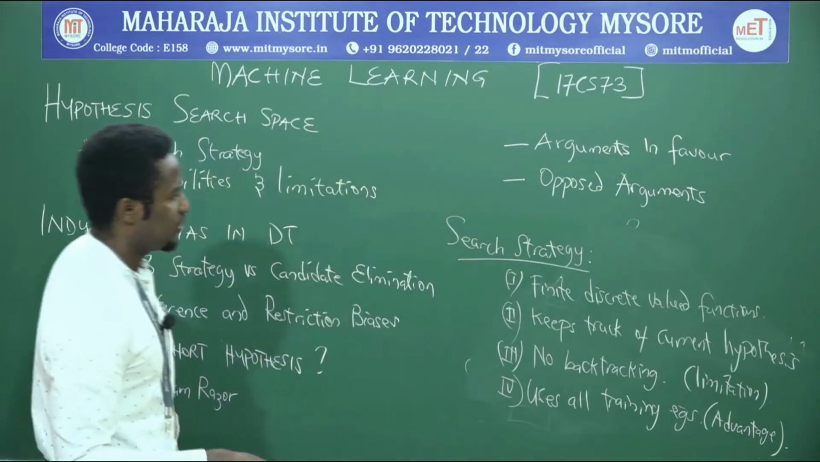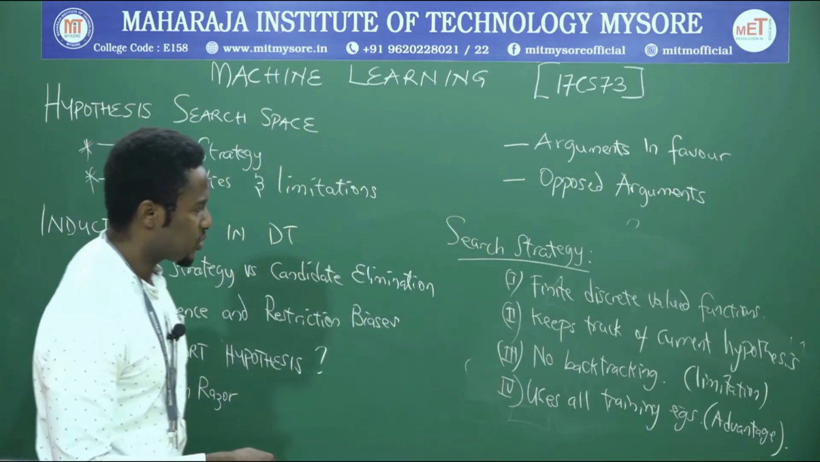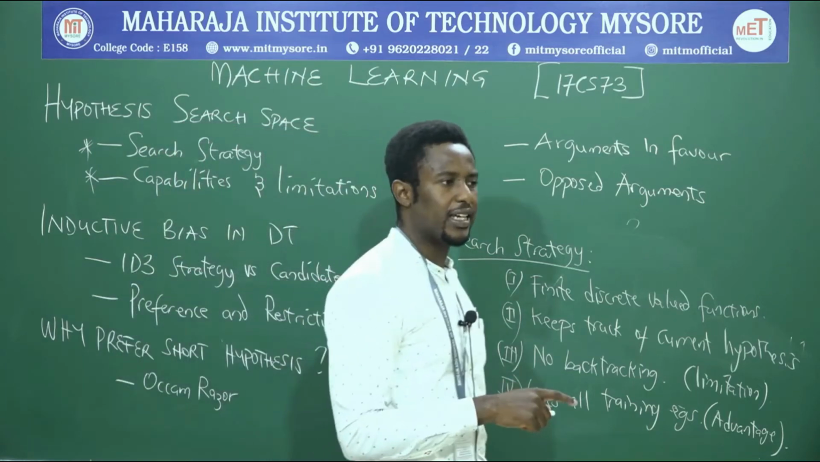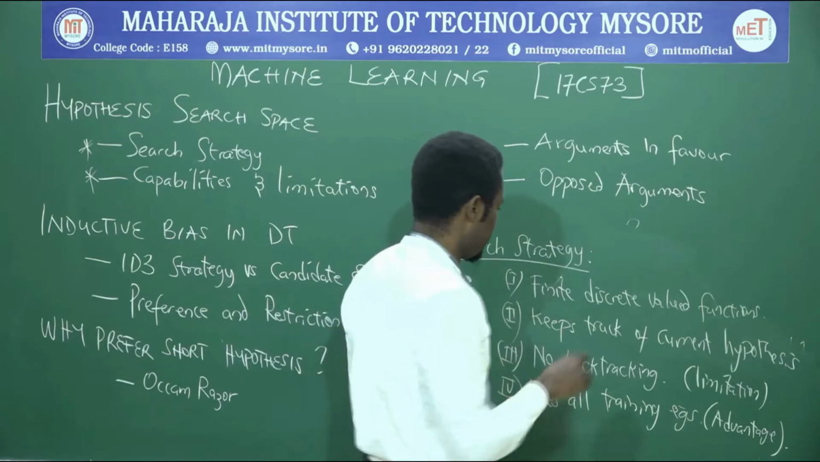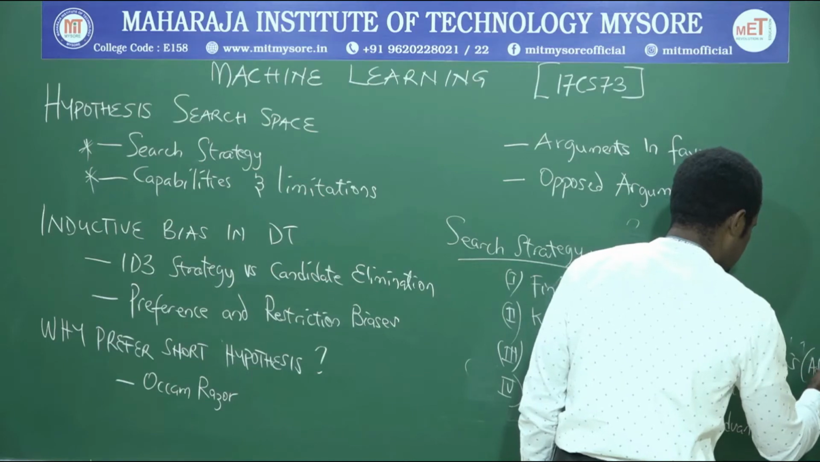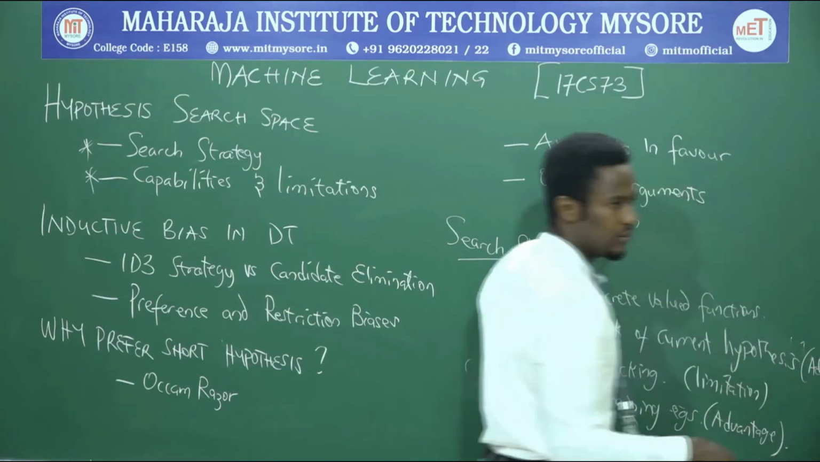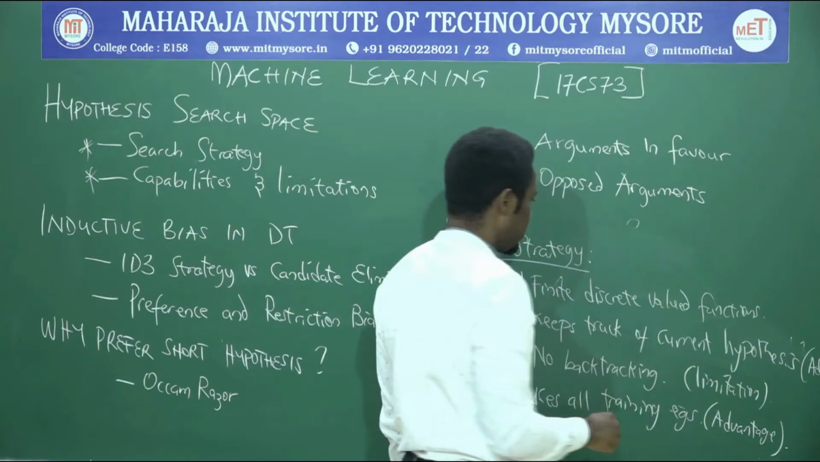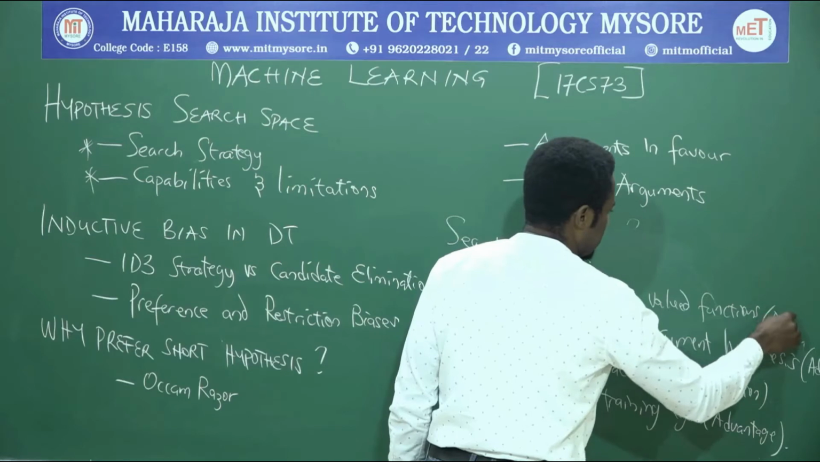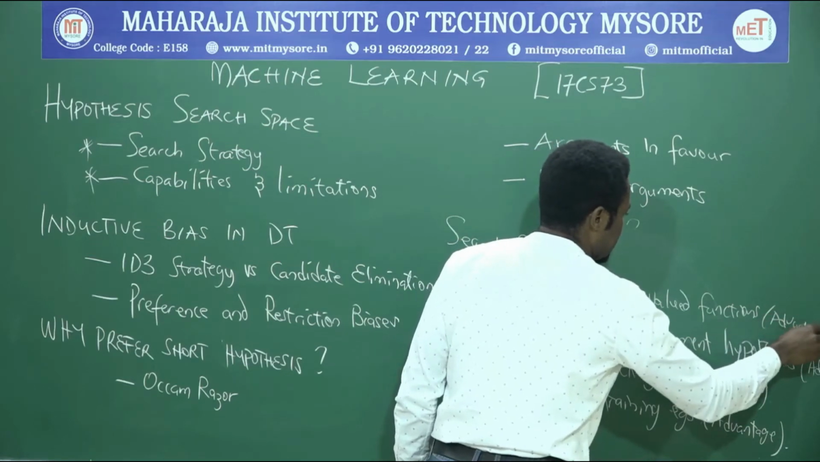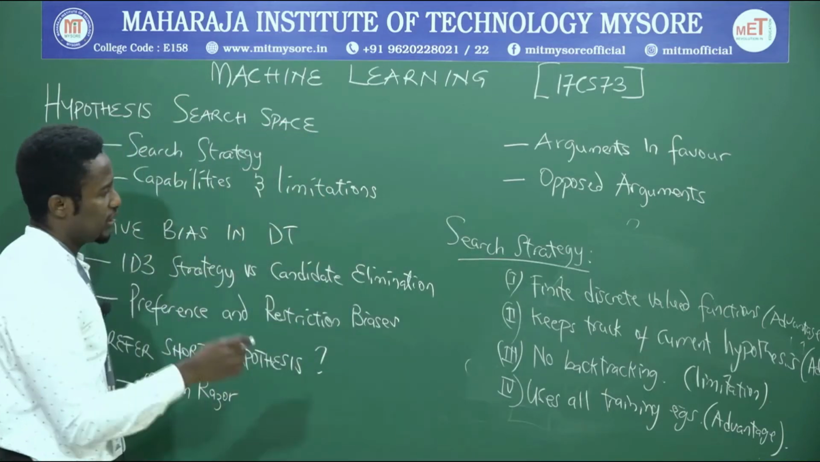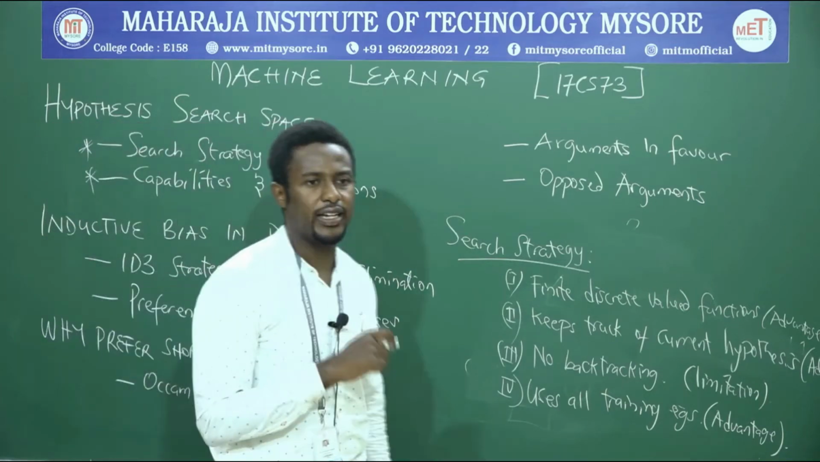Okay, classify the other ones now. Finite discrete valued functions, and it keeps track of the current hypotheses. Is keeping track of the current hypotheses an advantage or a disadvantage? It's an advantage, right? So this is also an advantage. And it utilizes finite discrete valued functions, which also is an advantage. Now, the next thing I want you to do is to find out two more limitations of the search strategy of ID3.